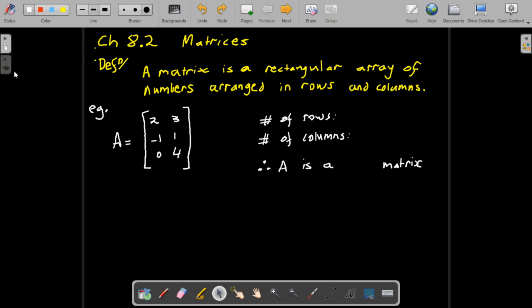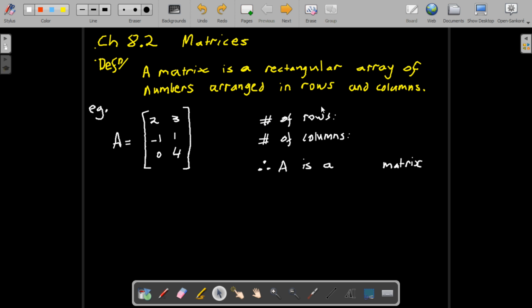So to start with, a definition for matrices. A matrix is basically a rectangular array of numbers, and the numbers are arranged in rows and columns. So I've got a bit of an example here. We've got A is the matrix 2, 3, minus 1, 1, 0, 4. So this is what a matrix looks like.